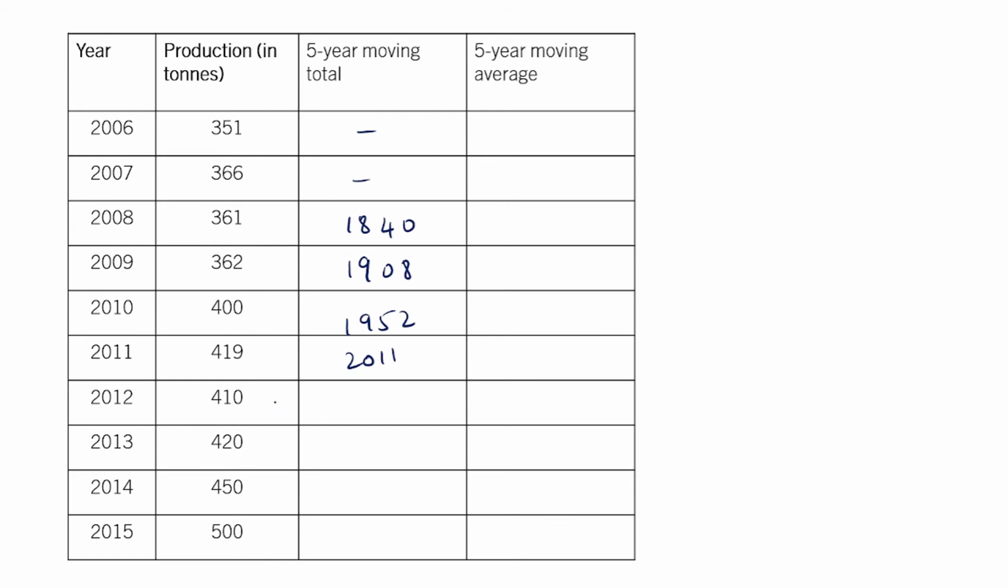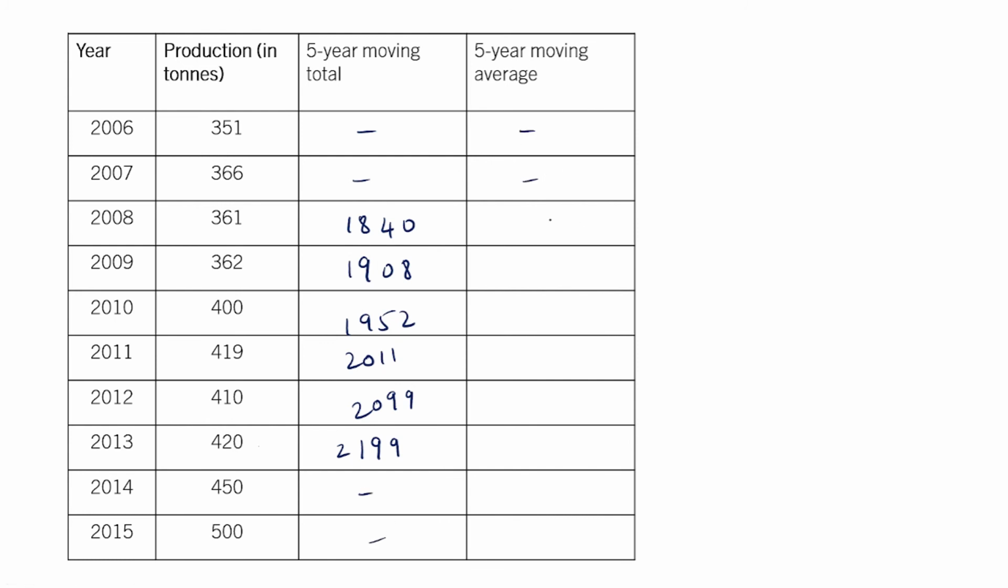So we have to write the value for 2012. We have to add 410, 2 years above, 2 years below. So it is 2099. And then for the year 2013, 420, 2 years above, 2 years below. So it is 2199. If we are stuck in between, we can remember this way.